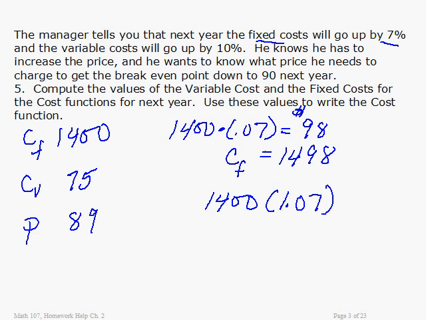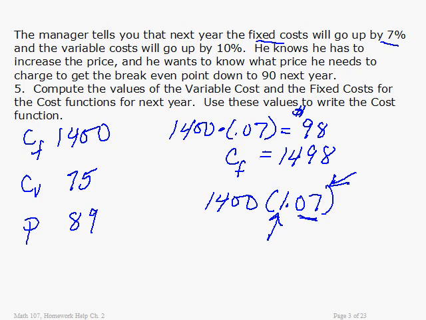There's another way. You can just take the 1,400 and multiply by 1.07. Then you don't have to add anything. The 0.07 gives you your increase. The 1 takes into account the cost, and then you have a cost plus an increase. This is a good shorthand to master.